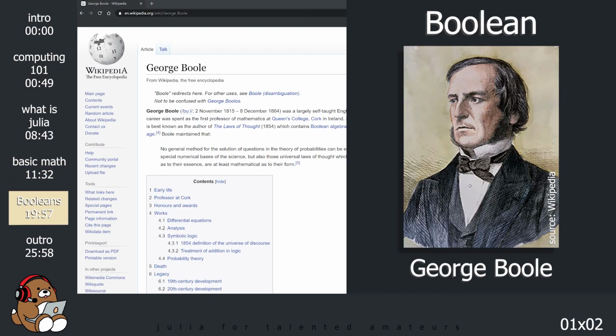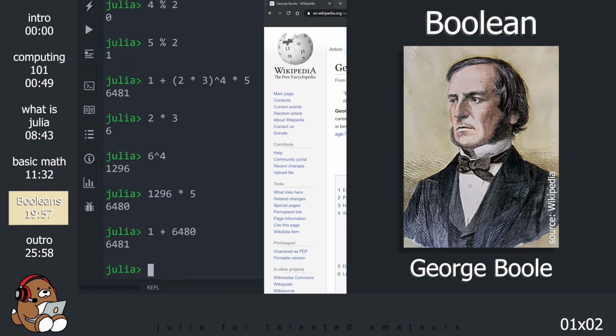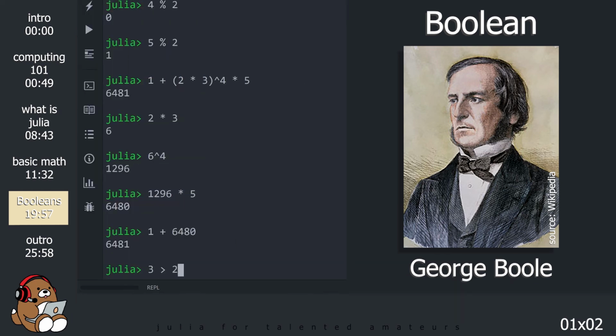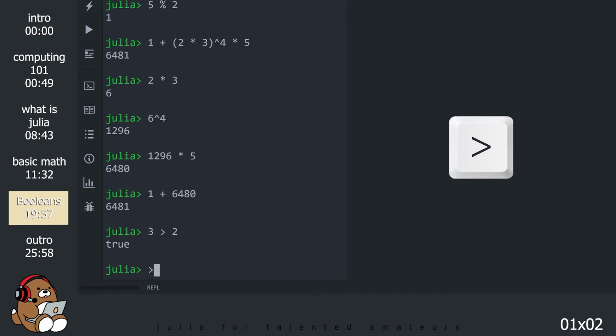The term Boolean is named after George Boole, who created Boolean algebra in the 1800s, where the results to problems were either true or false, rather than a numeric value. So in this example, this is read, is 3 greater than 2? And of course the answer is true, because 3 is greater than 2. The greater than sign is over the period on your keyboard.